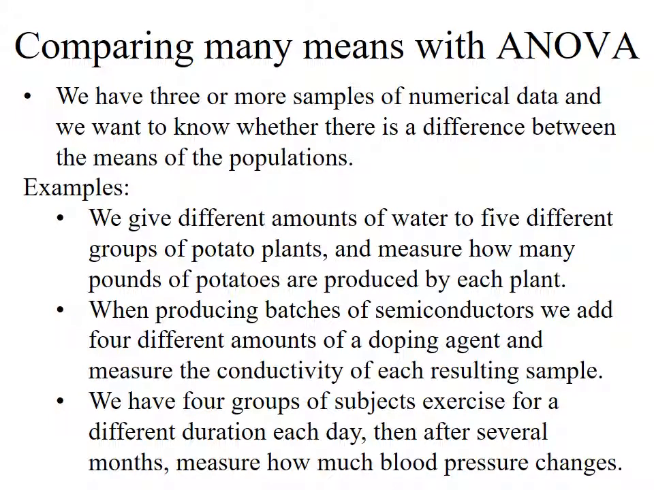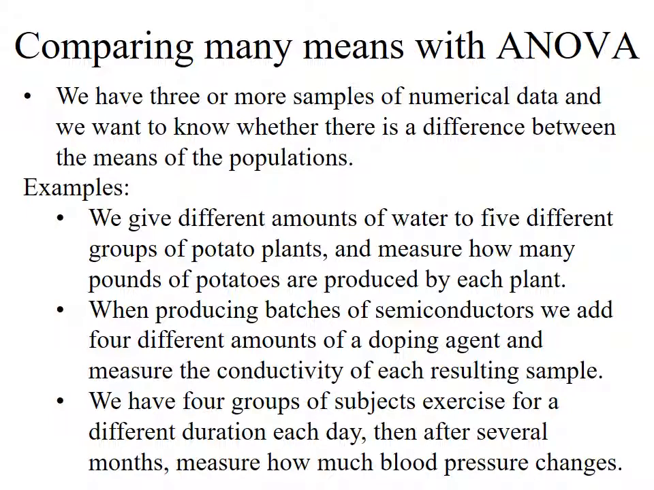What if we have more than 2 samples of numerical data? What if I have 3 samples? What if I have 4 samples? What if I have 10 or 20? What if I want to know whether there's a difference between the means of the populations that all these different samples are drawn from? That's a common problem, and we can do that with a method called ANOVA.